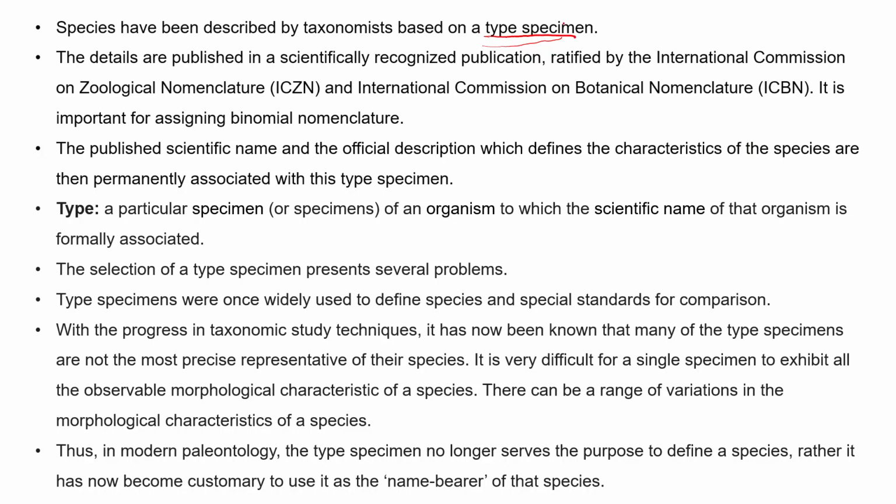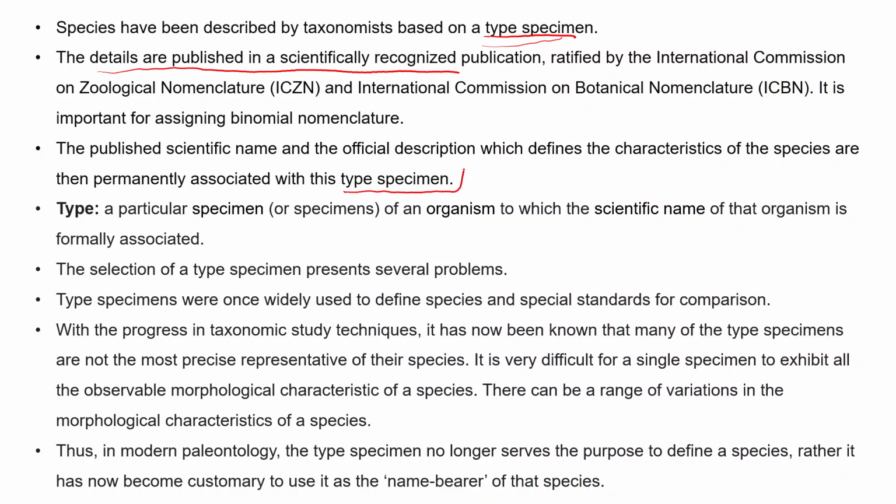Once the type specimen is designated, it is studied in detail, and the details are then published in a scientifically recognized publication, which is ratified by the International Commission on Nomenclature. Those who are aware must know that the International Commission on Nomenclature consists of the ICZN and ICBN, zoological and botanical nomenclature. So, it is important for assigning the binomial nomenclature. Then the published scientific name and the official description, which defines the characteristics of the species, are permanently associated with this type specimen.